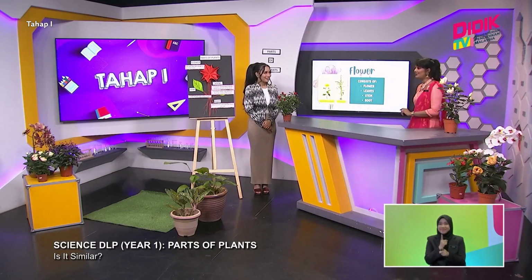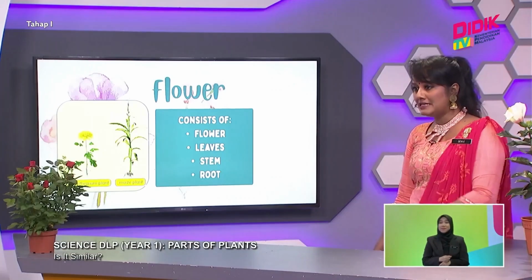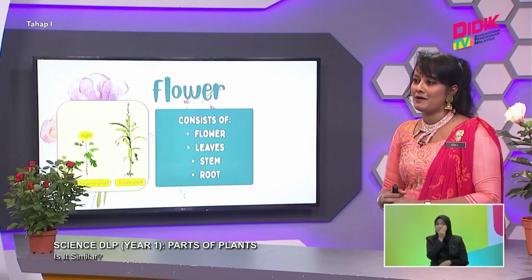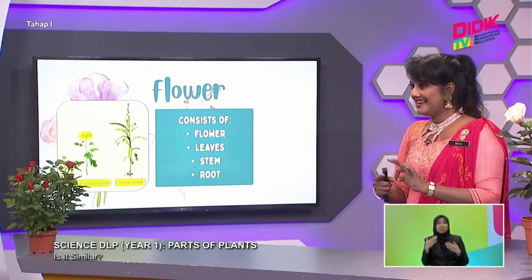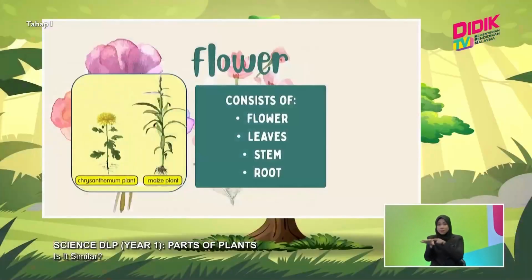Okay, next we go to the flower. The chrysanthemum plant and the maize plant consist of flower, leaves, stem and root. Still the same, right? Yes, same. Both have the same parts of plants. They have the same parts, but they are different in type of veins, type of stem, and type of root. There are three different things.